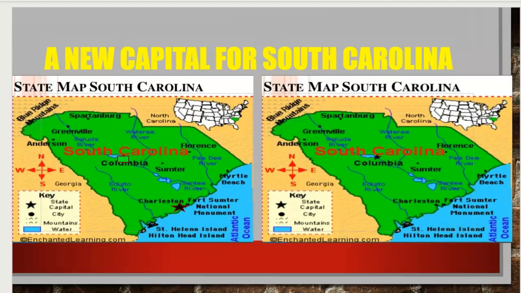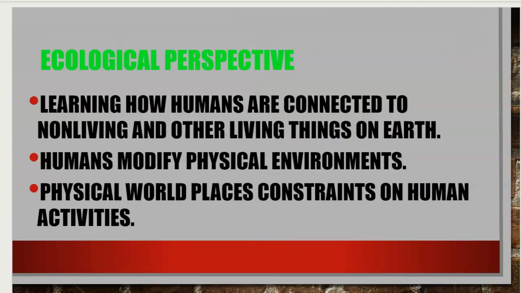So here you can see Charleston as the capital. And on this map, you can see that the capital has moved to Columbia. Okay, so some things had to be taken into consideration, spatial considerations, when deciding whether or not to have a new capital. An ecological perspective.